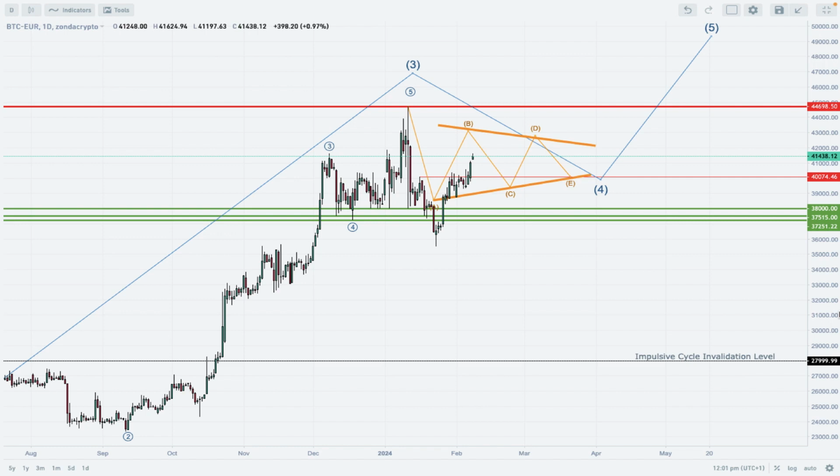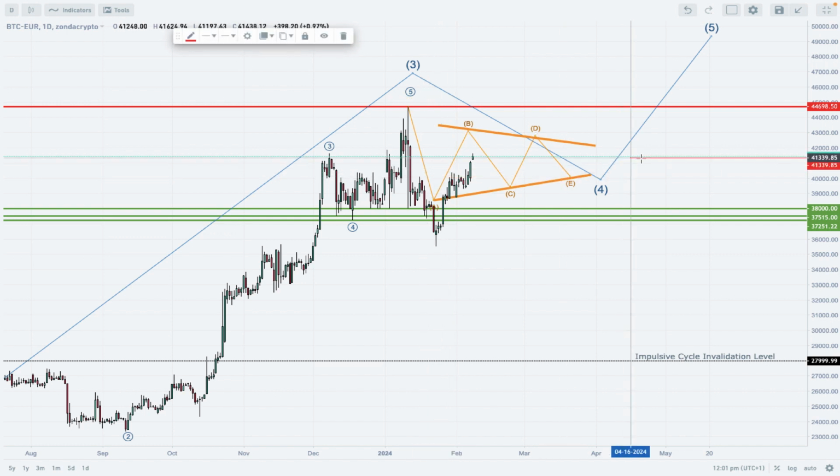Let's take a look at the daily time frame chart of the Bitcoin to Euro at Zondacrypto. As you can see, I'm looking at the very nice Elliott wave scenario. This, of course, will be the main topic of our today's analysis. Let me just slightly upgrade and update this analysis.